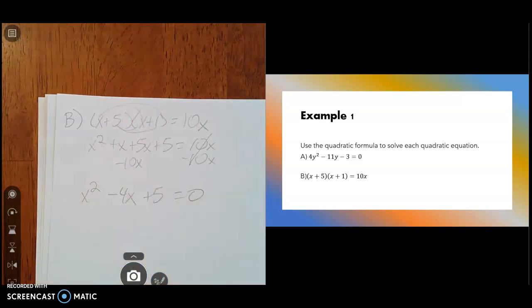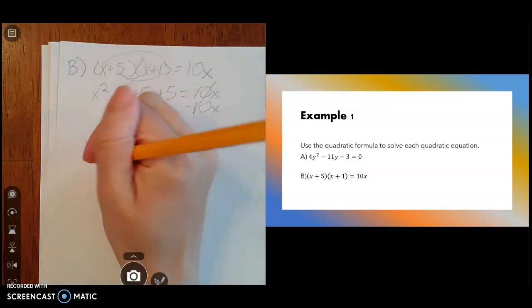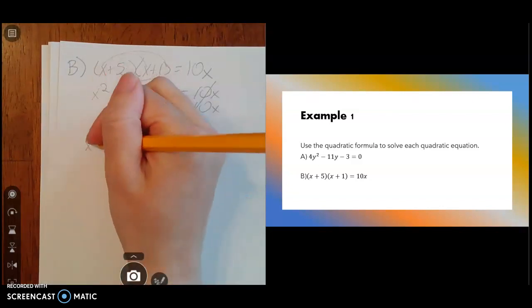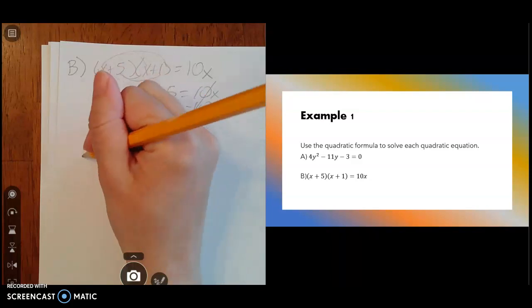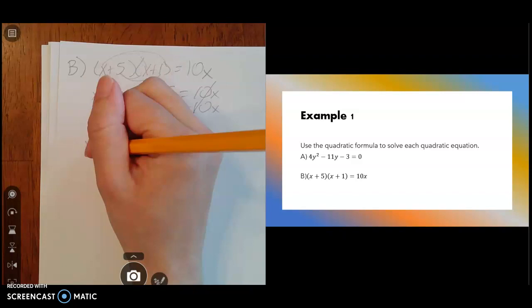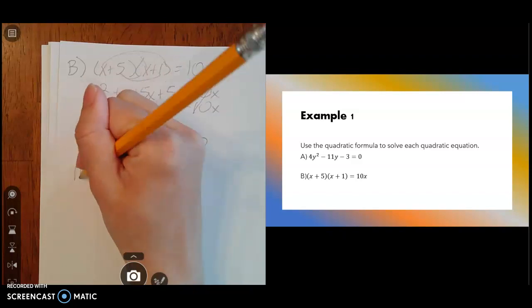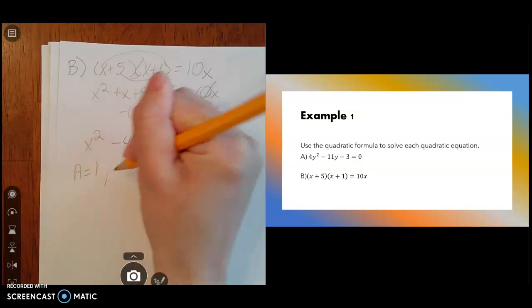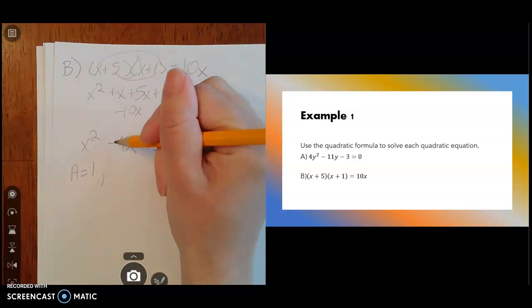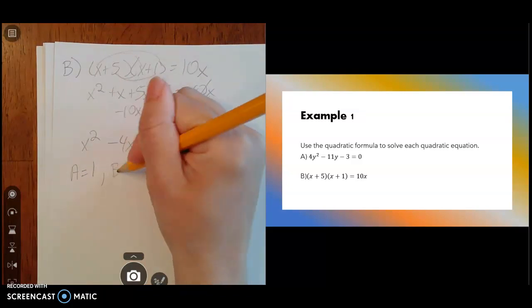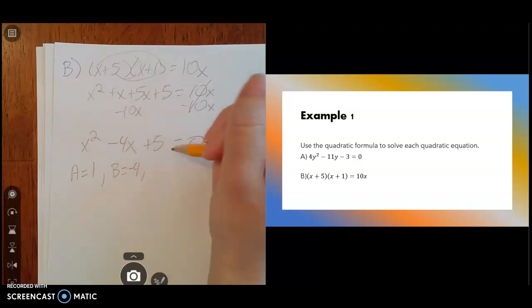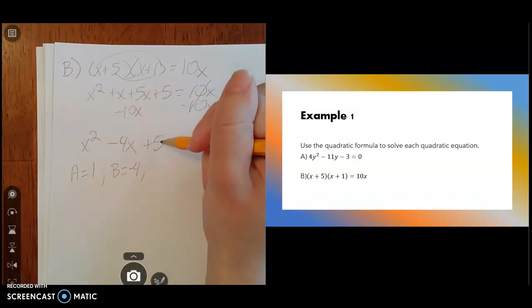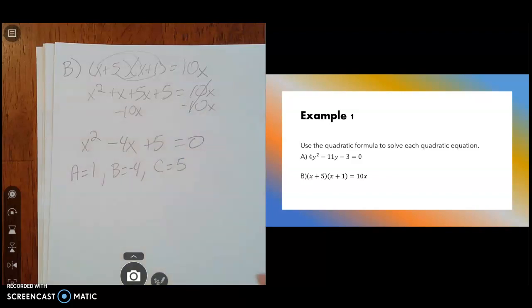Now we're finally in standard form. So the coefficient for my x squared, you're like, there's not a number there. That means it's a 1. 1x squared is the same thing as an x squared. So my a value is 1. My middle term has a negative 4x, so my b value is negative 4. My constant at the end is a positive 5, so my c value is 5.